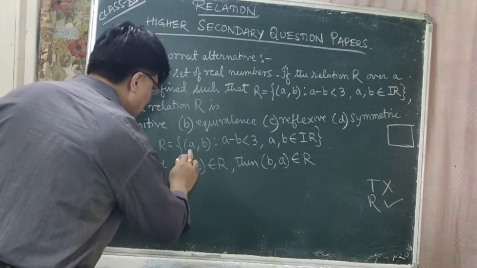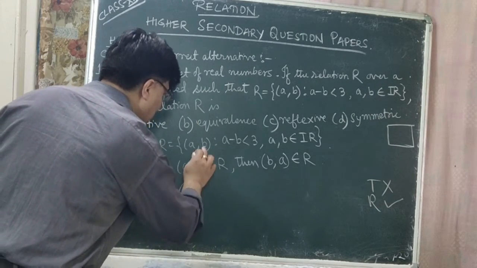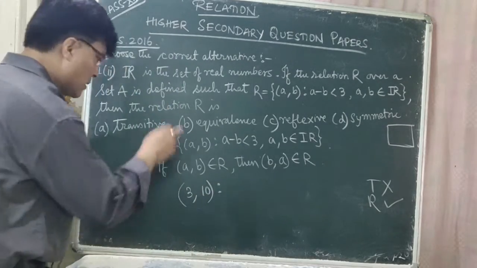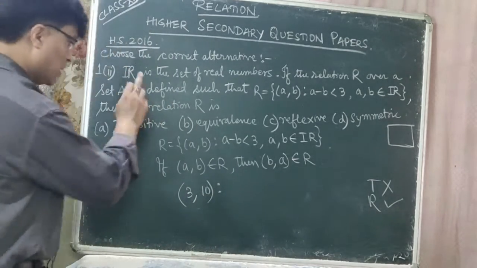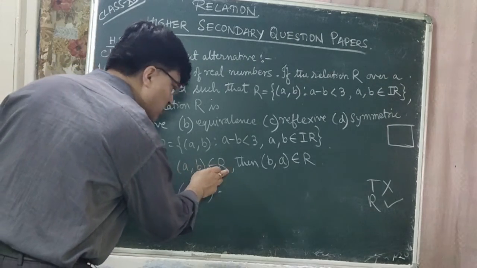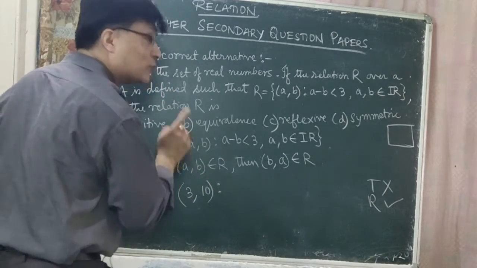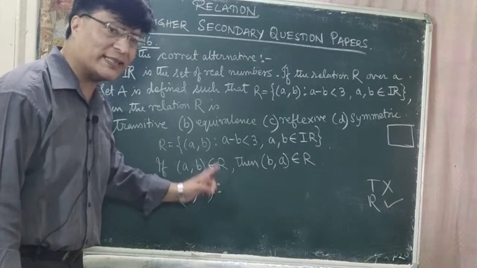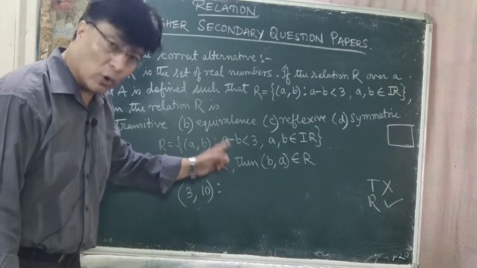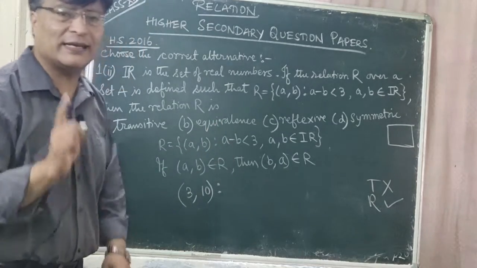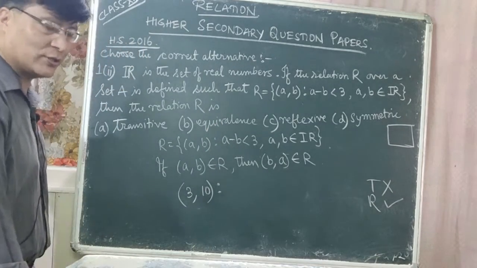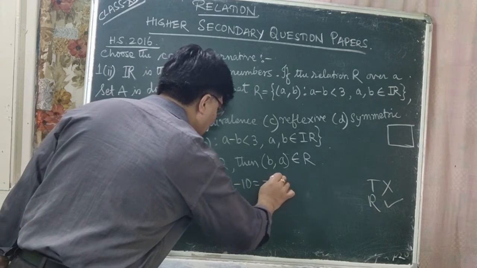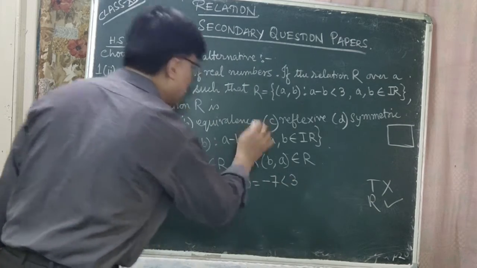You know that let us take A as 3, let us take B as 10, such that it should belong to the relation R. If A comma B belongs to the relation R, we should take these two numbers, that is the ordered pair A comma B, in such a way that this relation holds, that A minus B less than 3 holds. Okay, such that 3 minus 10 is equal to minus 7, which is obviously less than 3.